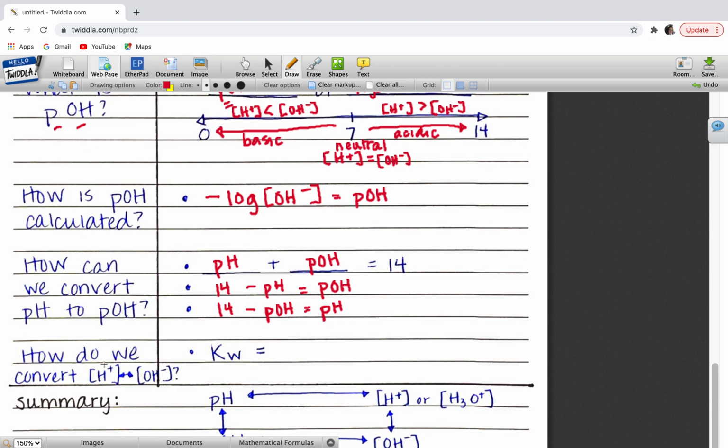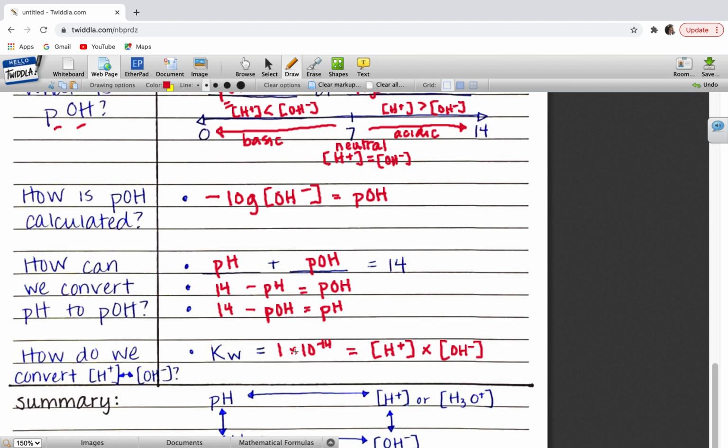Now we can also convert between hydrogen ion concentration and hydroxide ion concentration. There's a value known as Kw. It's the ionization constant for water, and it is equal to 1 times 10 to the negative 14th power. See the power of 14? That's where this is coming from, right? And it is equal to the product of my hydrogen ion concentration times my hydroxide ion concentration. So if I multiply those two molarities, then that gives me Kw.